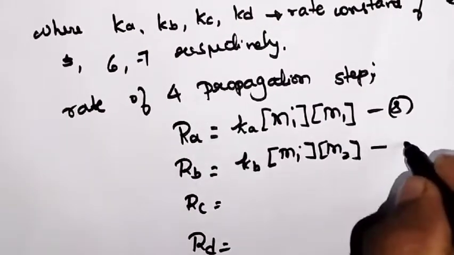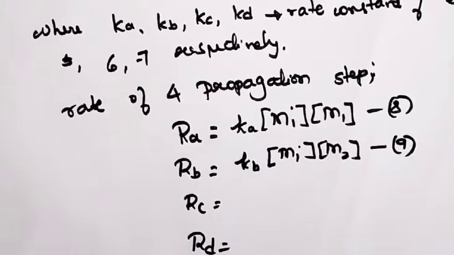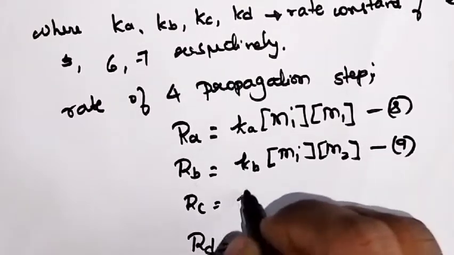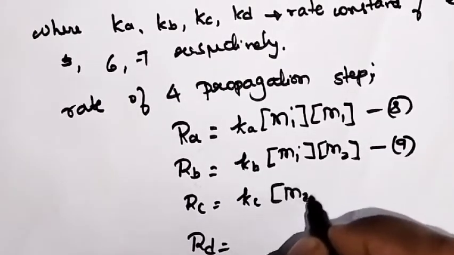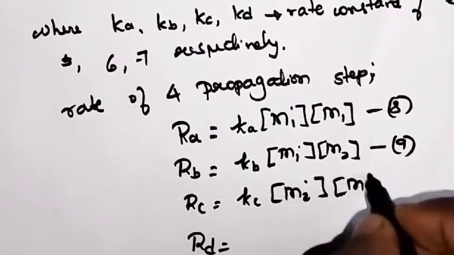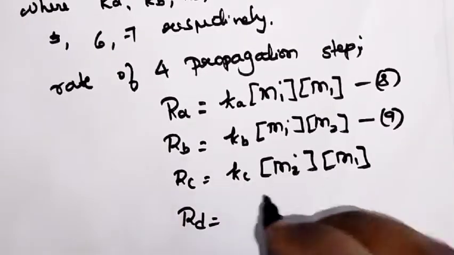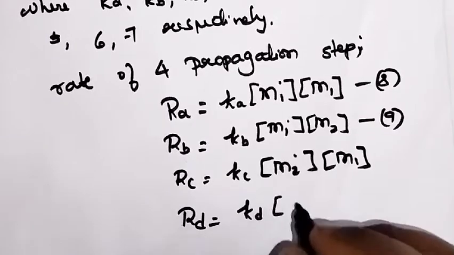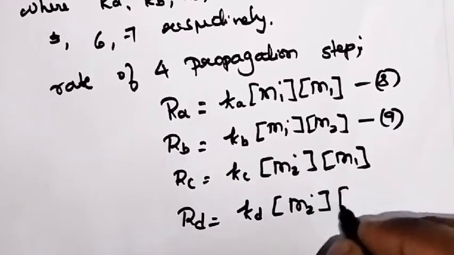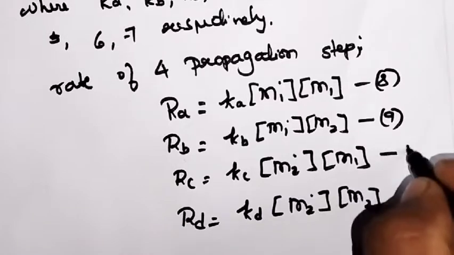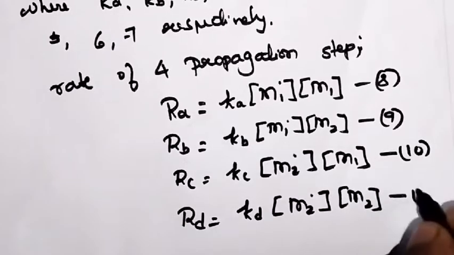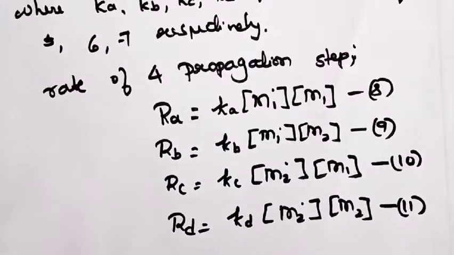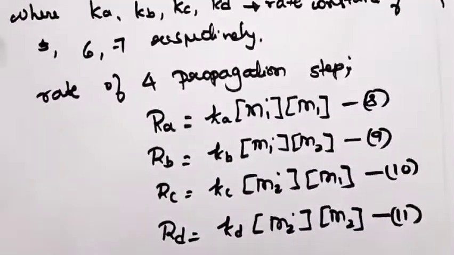This is equation 9. Similarly, RC means Kc times the concentration of M2 free radical and M1. Then you have RD, Kd times the concentration of M2 free radical and the concentration of M2. This is my equation number 10, and this is equation number 11. These are the rate equations, the rates of the 4 propagation steps that we have considered.